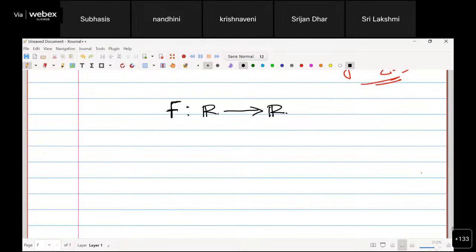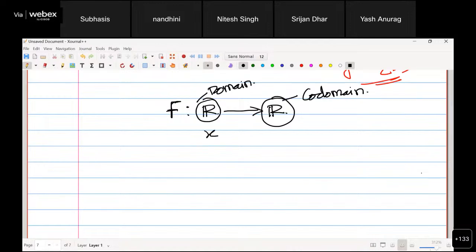R, real numbers. This is R, real numbers, the domain, sir. And what is the codomain here? All real numbers, R. F goes from R to R. This is the codomain, right? And how do I define this function? My function is basically x goes to x square.